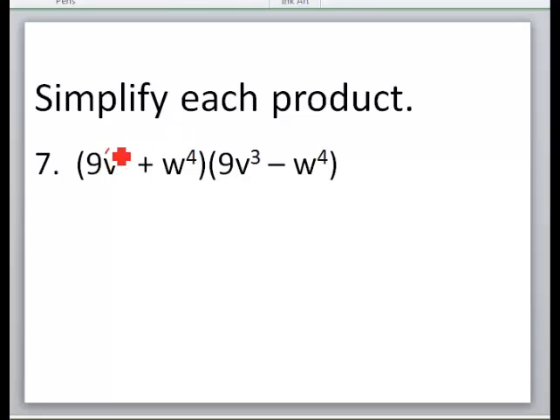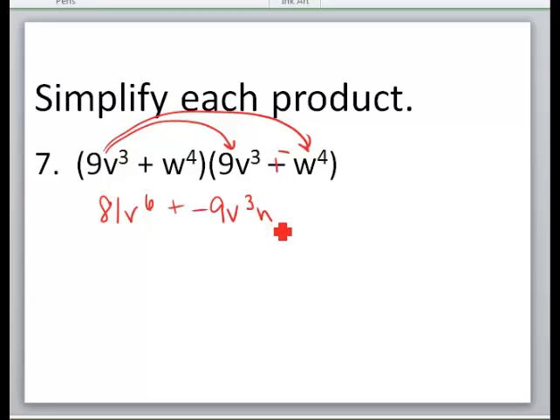I've got 9v cubed times 9v cubed. Those are my first terms being multiplied together. That's 81v to the 6th. Outer terms, or just distributing this 9v cubed, like I said, to both the terms in the second set of parentheses, I end up getting a negative 9v cubed w to the 4th.